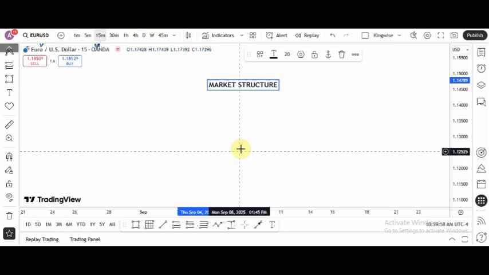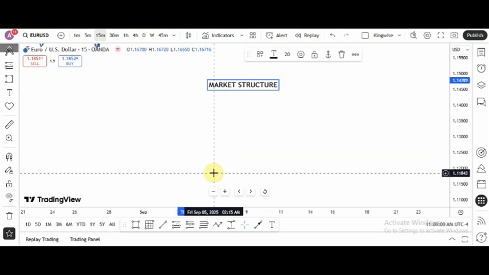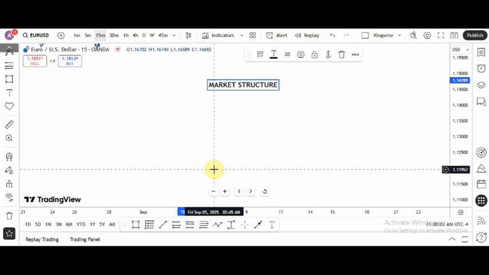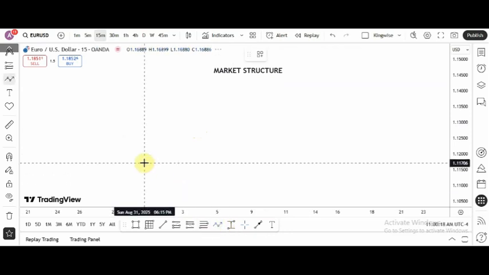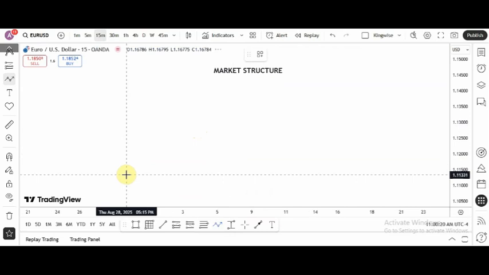So the first thing you would want to know is, what is market structure? Market structure just simply means how price moves over time, the movement of price over time. In my previous videos, in one way or the other, I've talked about this movement in price, but today we're going to be looking at it in a more precise way.